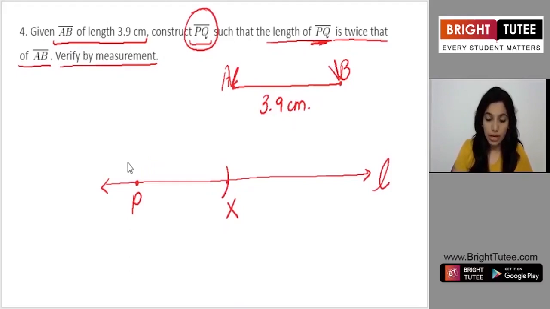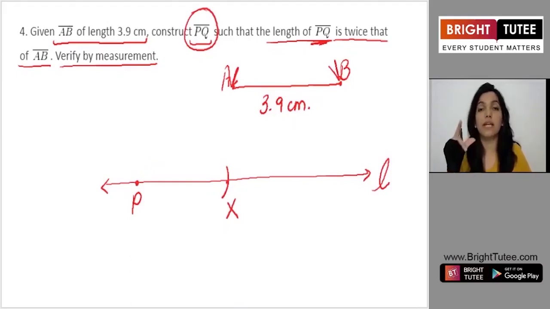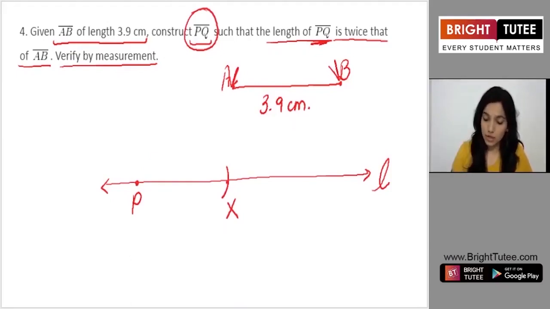Now what you do? Don't disturb the compass that you have opened for 3.9 centimeters. The pointer you keep now on this point X. So here you will put the pointer on this point X. The compass is still open for 3.9 centimeters, right? So make another arc on this line here, okay. Now this particular point, we'll name it as point Q.